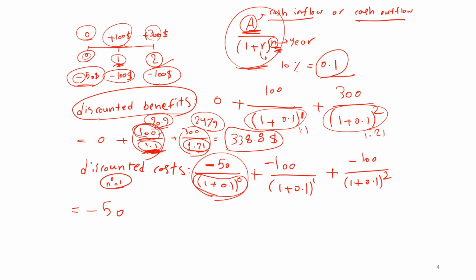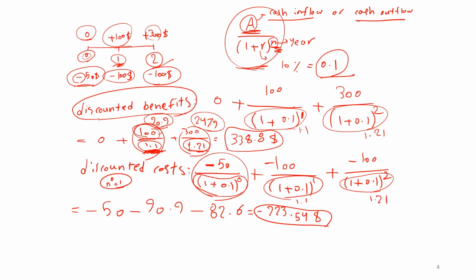So next is, here is 1.1. 100 over 1.1 is 90.9 minus $100 over this, which is 1.21, is equal to, let me check here, yeah, is equal to $82.6. Total is negative $223.54.